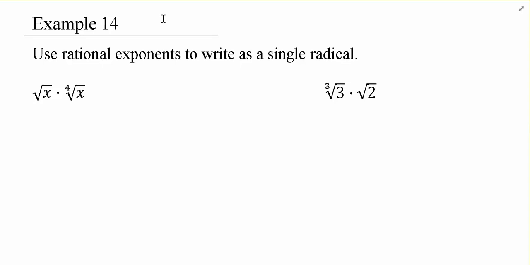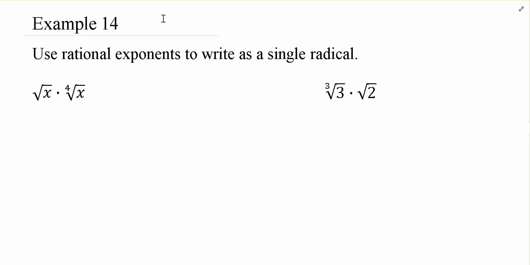Now for this example, I want you to notice how the directions are different than our previous example. These directions, new flashcard, say use rational exponents to write as a single radical. So we're using rational exponents. So our first step stays the same. It's to say take whatever radicals you see and rewrite them as fraction exponents.